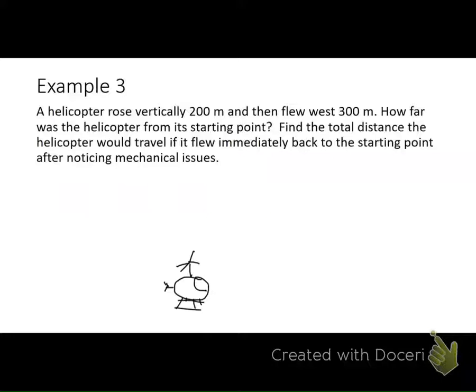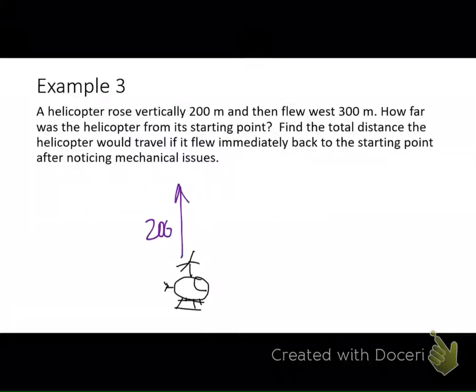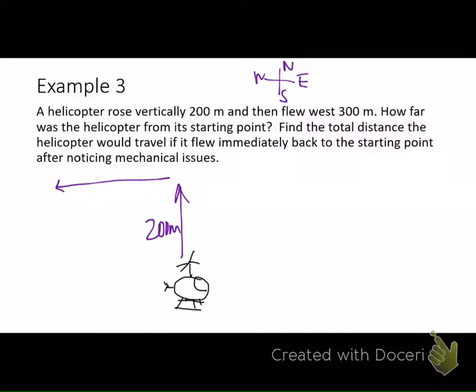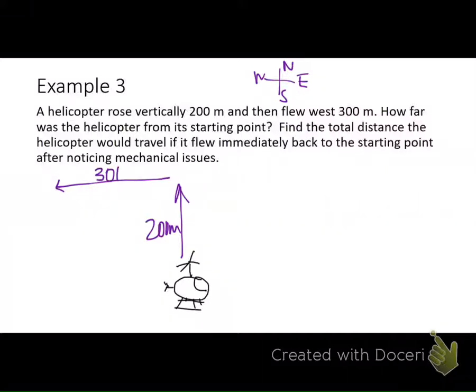All right. Vertically, is that up and down or left to right? Up and down. So it goes up 200 meters. And then it flies to the left. So if you're thinking directionally, west is to the left. 300 meters.